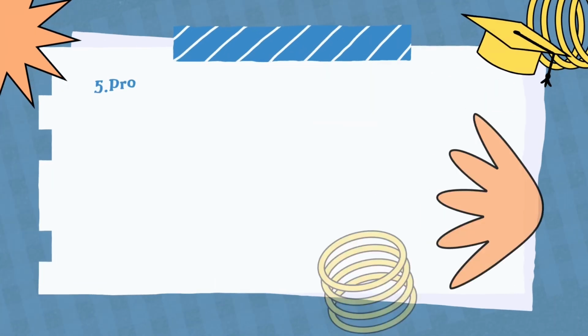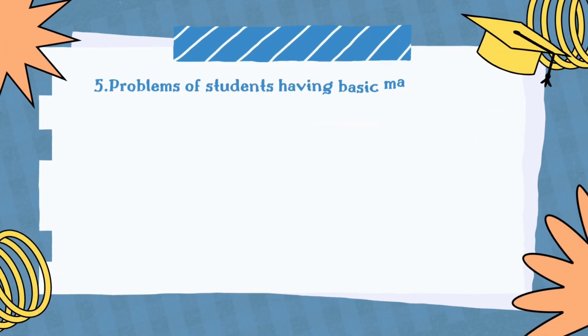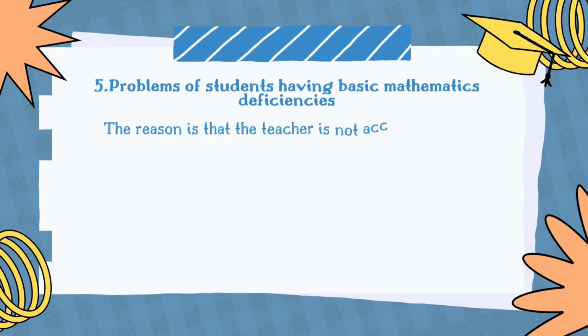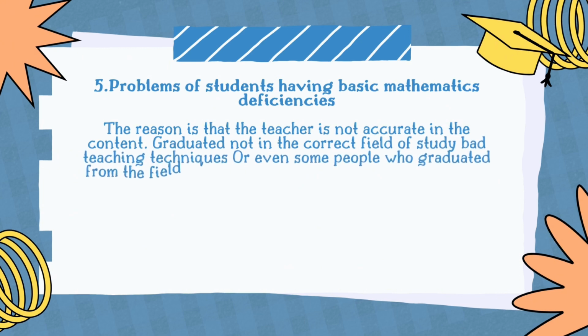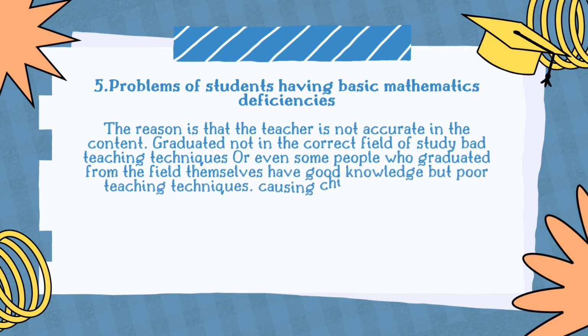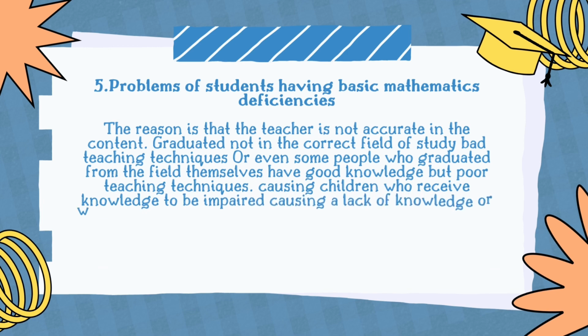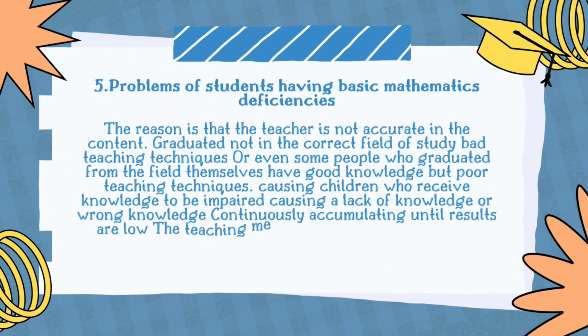5. Problems of students having basic mathematics deficiencies. The reason is that the teacher is not accurate in the content. Graduated not in the correct field of study, bad teaching techniques, or even some people who graduated from the field themselves have good knowledge but poor teaching techniques, causing children who receive knowledge to be impaired, causing a lack of knowledge or wrong knowledge continuously accumulating until results are low.